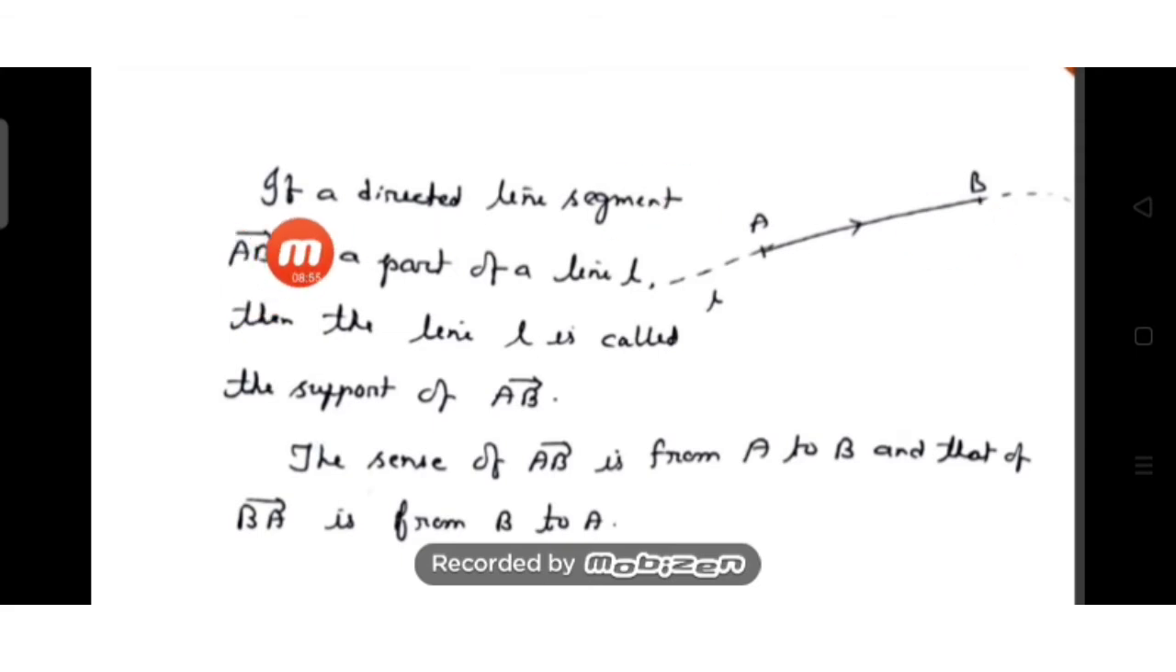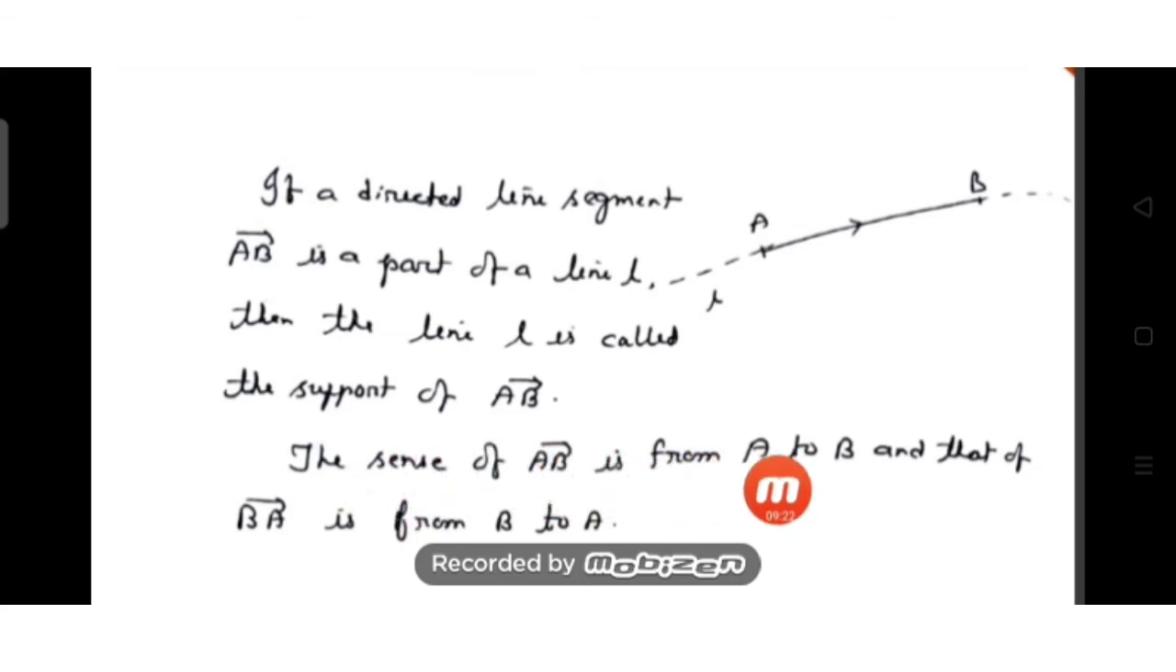Here I have written, if a directed line segment AB bar is a part of the line L, suppose here we have a straight line, it is ending with arrow marks on both sides, that is a line, we can extend it in both directions. From that line, if I cut off a portion AB, then that line from where AB is cut off is known as the support of the vector AB bar. And the sense of the vector, what do you mean by sense?